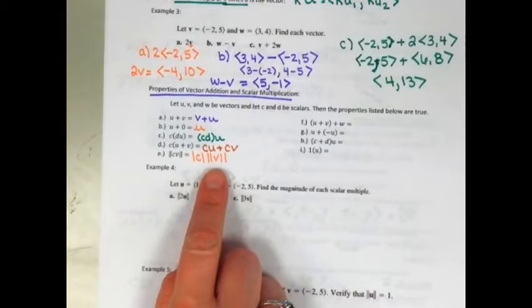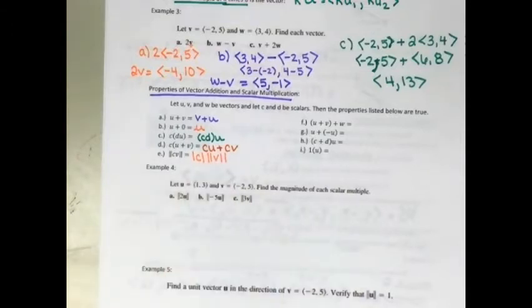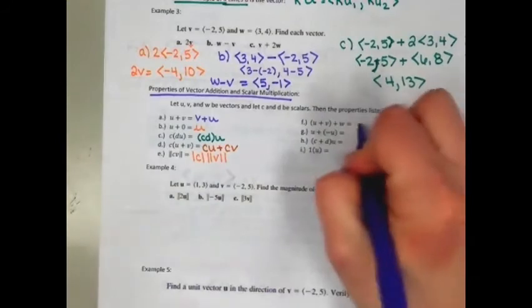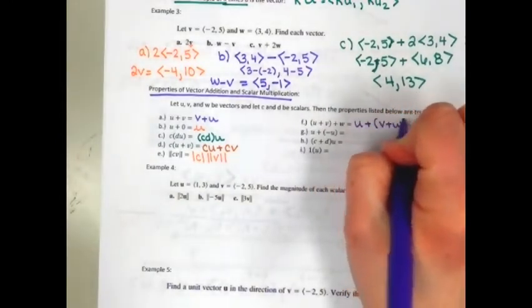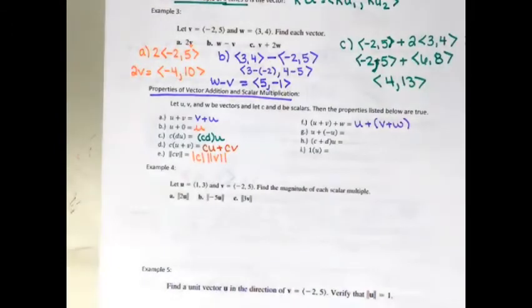Magnitude is the length. So you use the distance, which is x squared plus y squared, right? Square root of that. All right. Looking at f, u plus v plus w is the same thing as u plus the quantity of v plus w. And that again is the associative property.